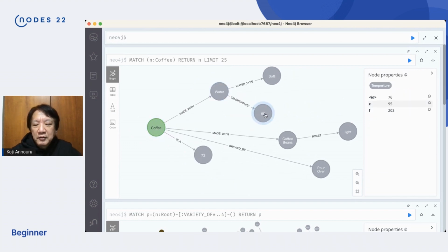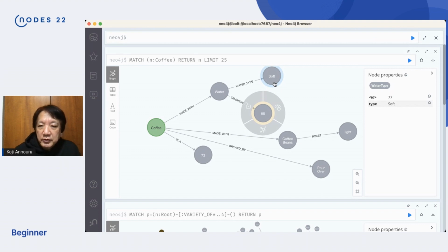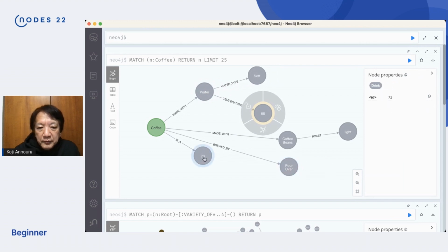Water, this is the temperature of the water, 95 or 203. And this is the water type, soft water or hard water. Most of your water is hard water. In Japan, it's soft water.